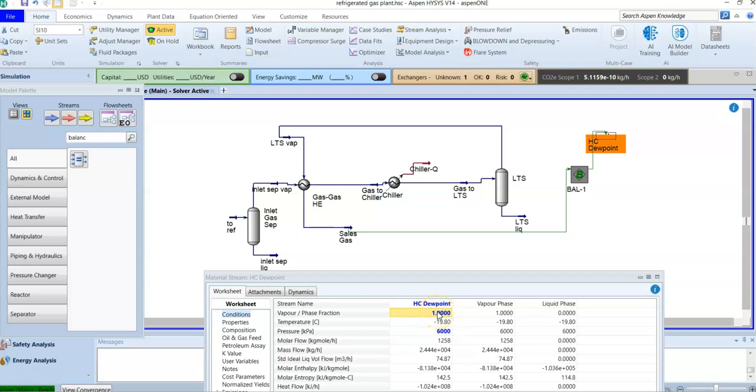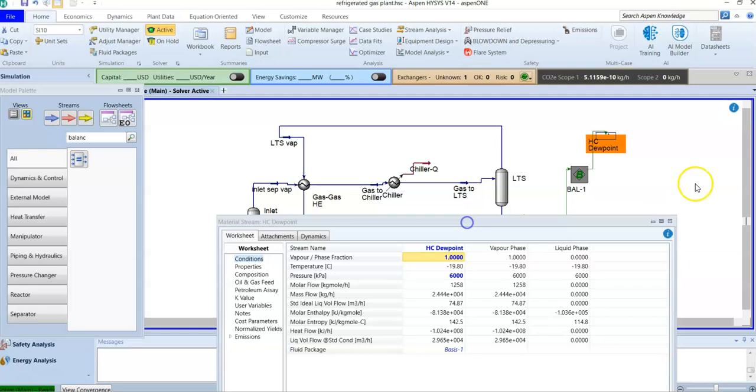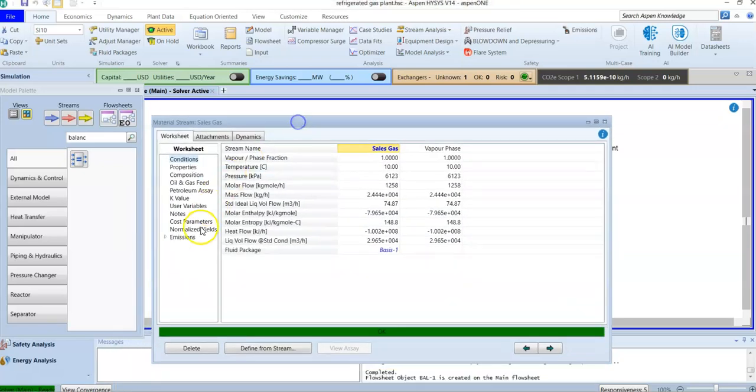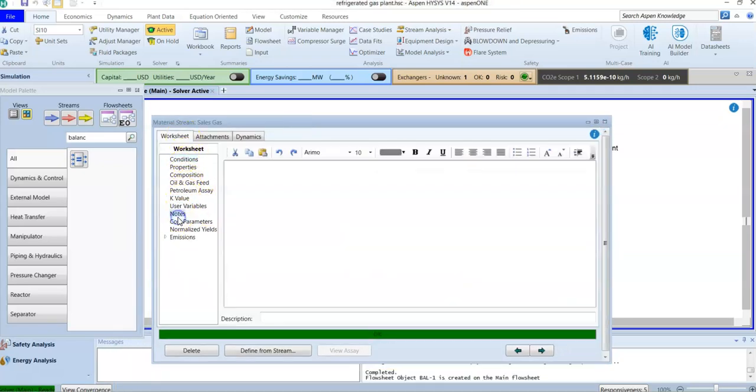The dew point is the temperature where we are going to have our first drop of liquid. So again what we have done here, we have our sales gas, and this sales gas has a spec, which is I want to sell this gas. If I can add this one in notes. In your plan, to have a specification of the sales gas, I want this gas to be sold at 6000 kilopascal and all vapor. All vapor means the vapor fraction will equal 1.